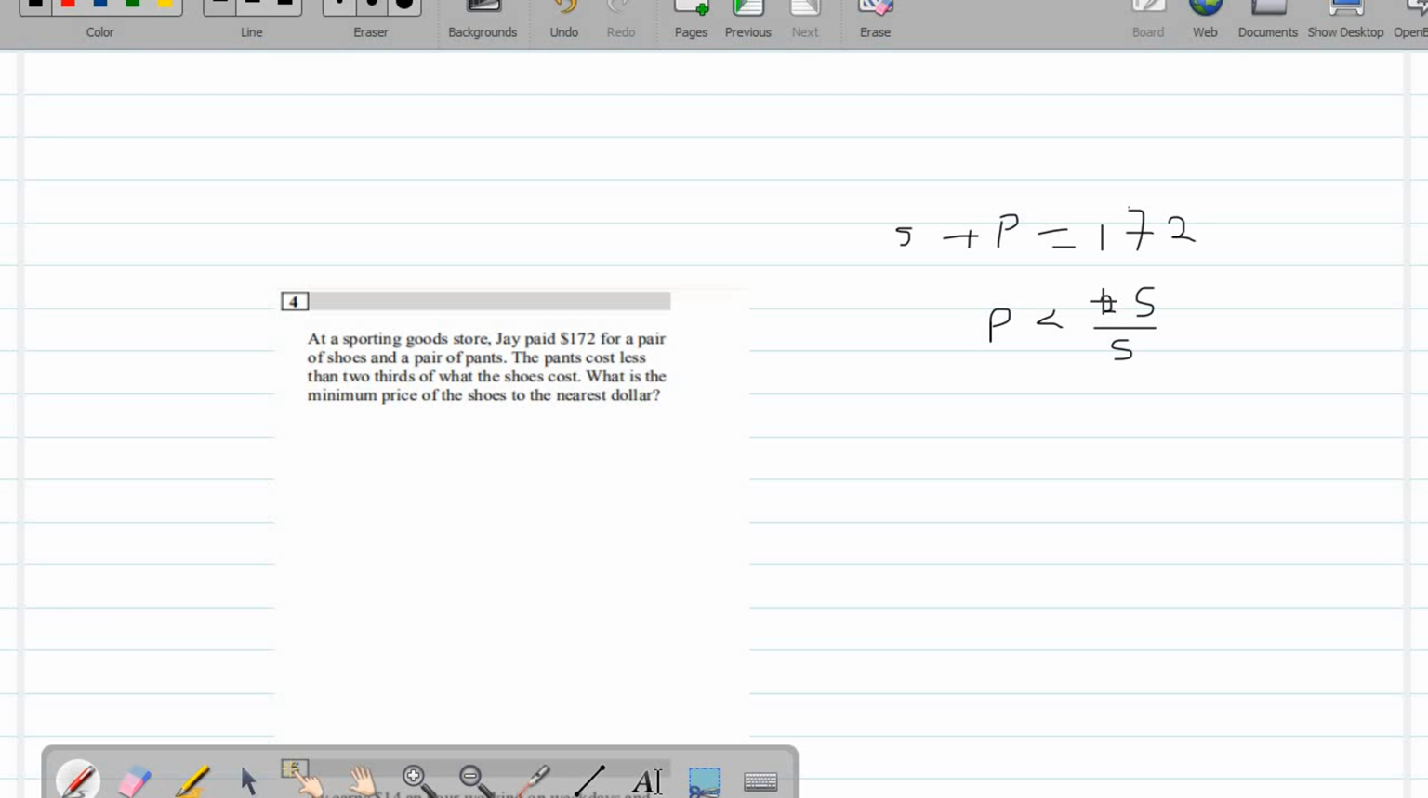So if P is less than 2S over 3, that's 2/3 of S. What's the minimum price of the shoes to the nearest dollar? If P is less than 2S over 3, let's just imagine that it's equal to 2S over 3. Since it's less than this, we're just going to replace P with that. Remember, I'm trying to get the shoes. So I'm going to put this in: shoes plus 2S over 3 is equal to 172.